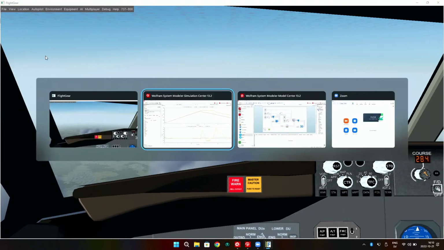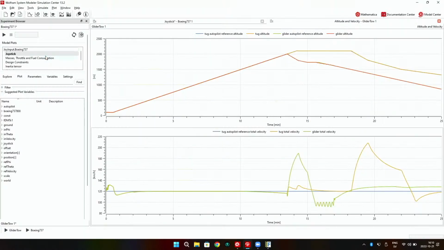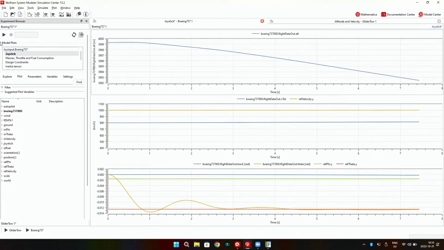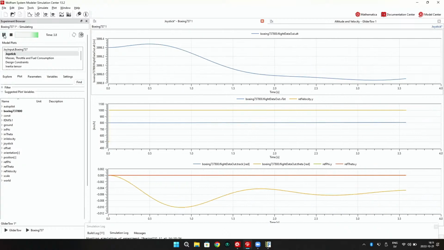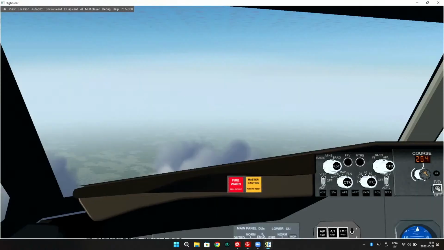Okay, so then let me start this simulation here. Then we see that this starts to update with the curves, and if we go over to FlightGear, we'll see now it's flying. And now you have it the other way around. I had it backwards.